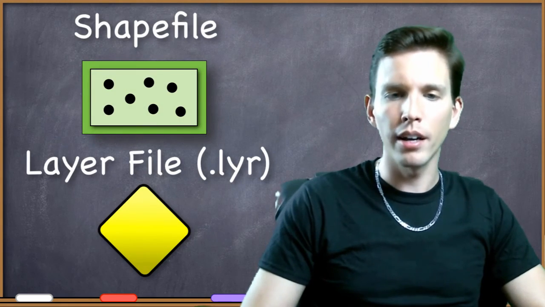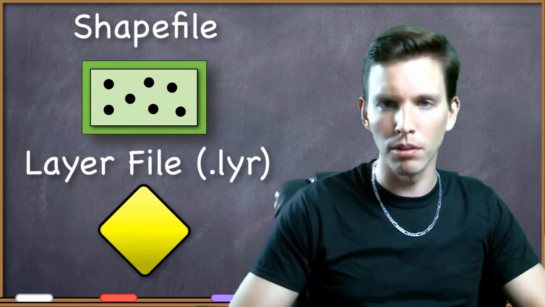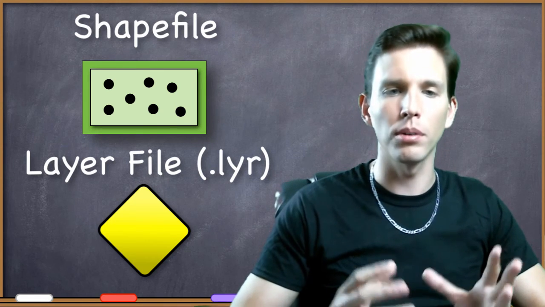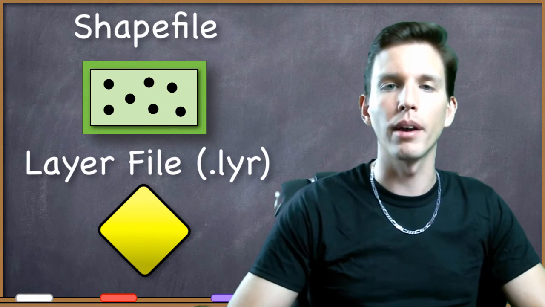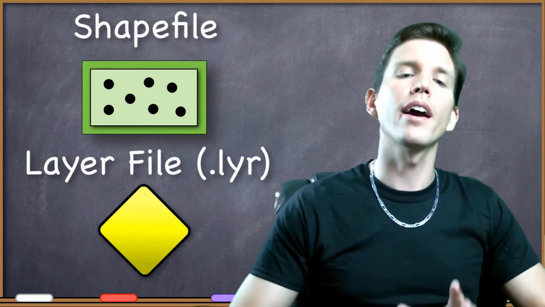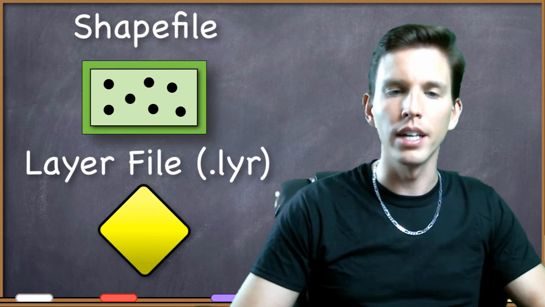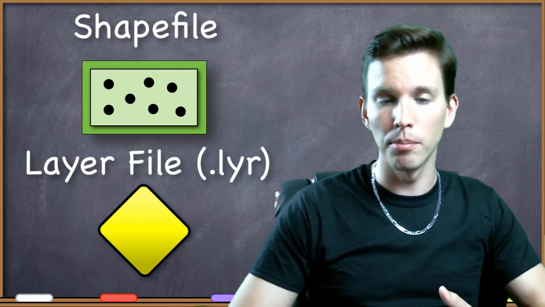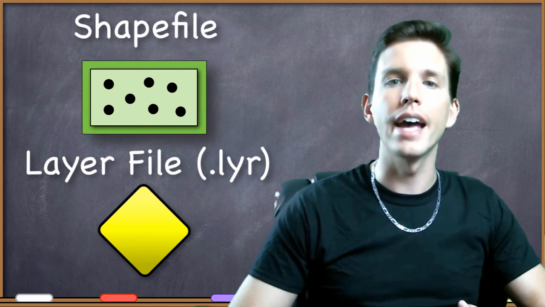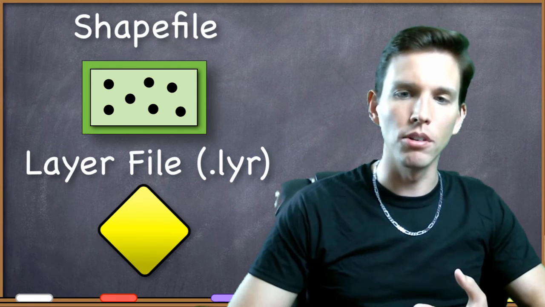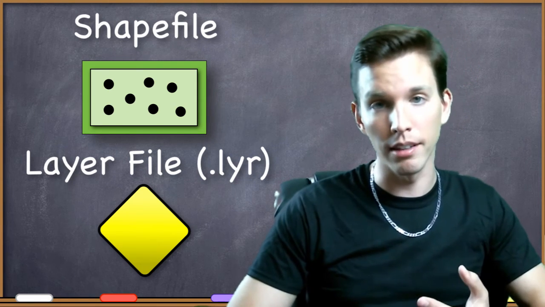Remember that shapefiles store geometry and attribute information, among other things, but attribute and geometry information at its core, whereas layer files store a link to a particular shapefile, any selection that has been made on that shapefile, and any symbology that has been used or specified to display the data.